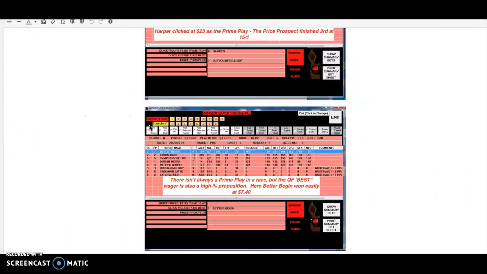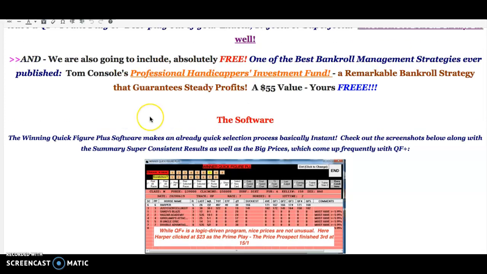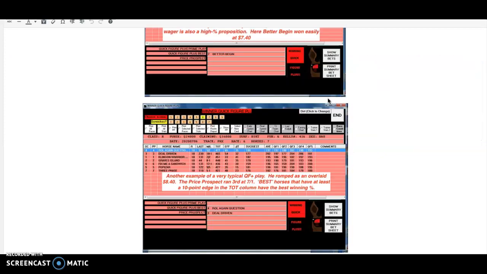Another nice feature. Whether you buy the system or the software, we're going to send you free Tom Consell's Professional Handicappers Investment Fund. This is really a great bankroll strategy. If you follow this and you have anything that's decently consistent, with a 29% up to 35% win rate, and you stick to it, you will make money with it. And that's win, place, or show. We're including that free when you purchase Burt's product.